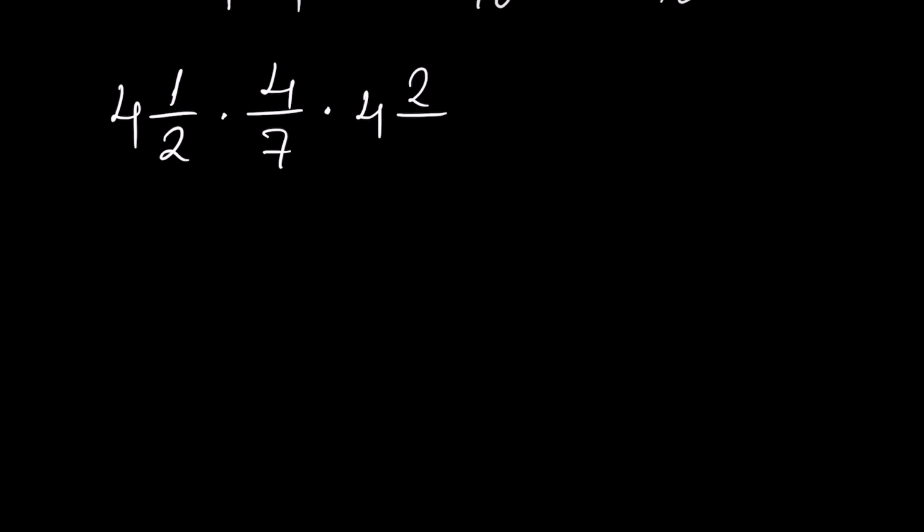Assume we have 4 and 1 over 2 times 4 over 7. Let's add another element, times 4 and 2 over 3. How about this? Let's transform our fractions into improper fractions.